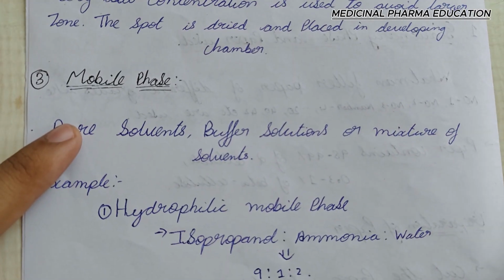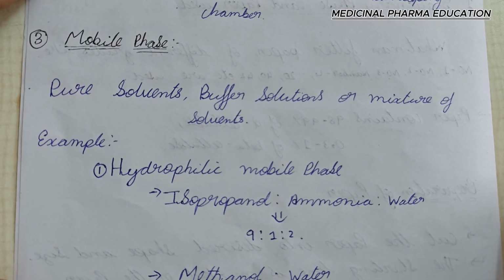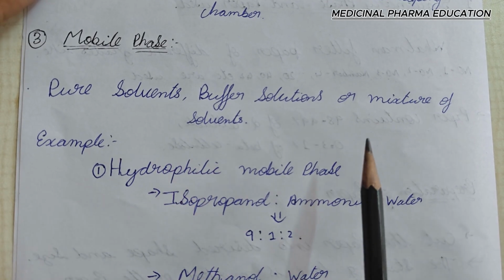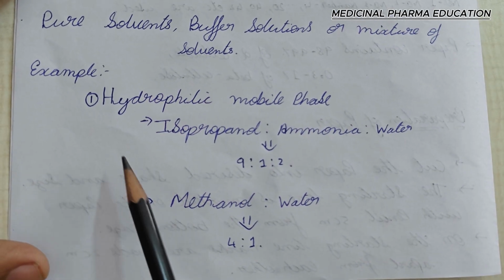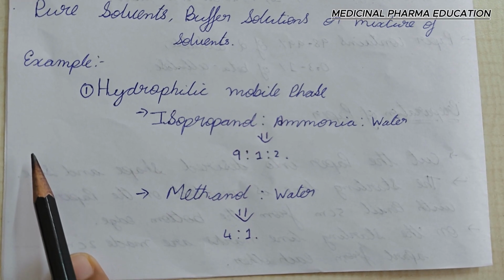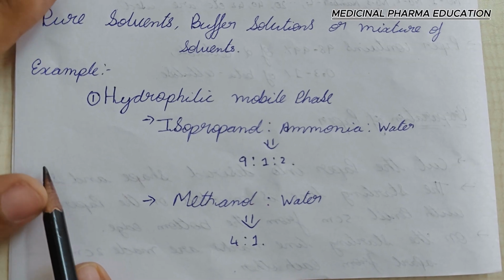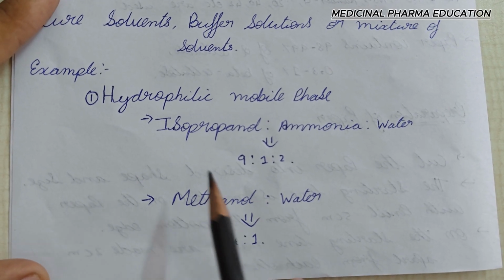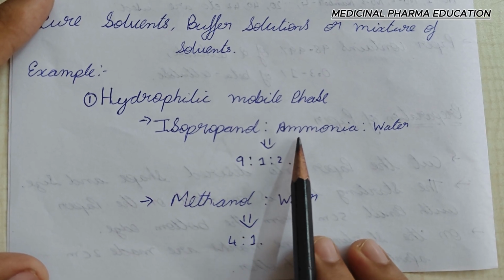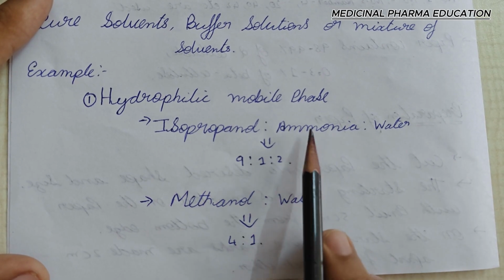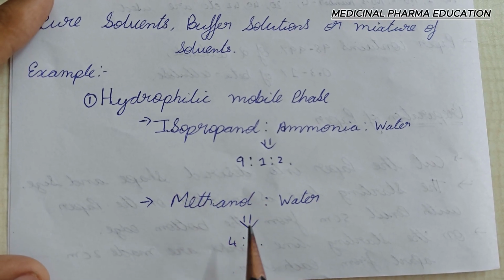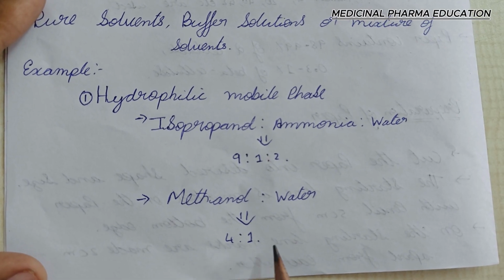Okay, next, the mobile phase. Pure solvents or buffer solutions or mixed solvents, all these are used. I'll just give you an example. Hydrophilic mobile phase. If you want hydrophilic, then what do we use? We use isopropanol, amino acid and water in the ratio of 9:1:2. Okay, and methanol and water 4:1. Majorly you use this one in your college, or maybe in some experiments.